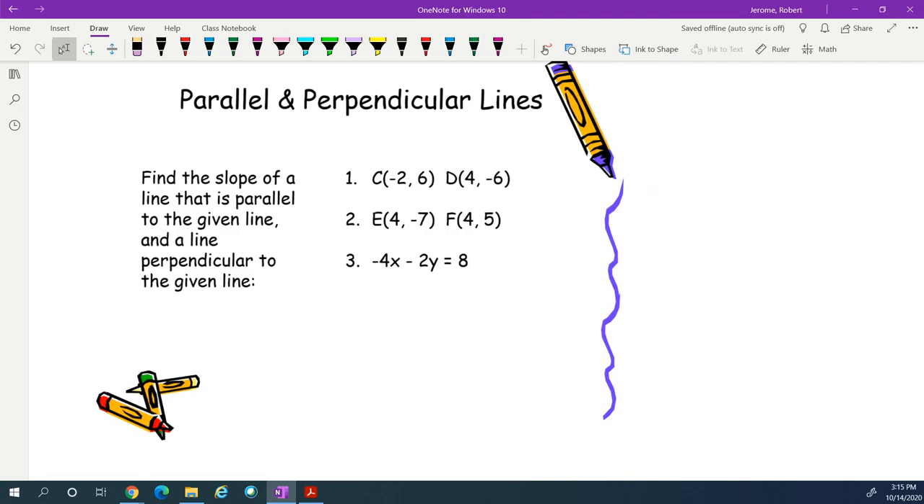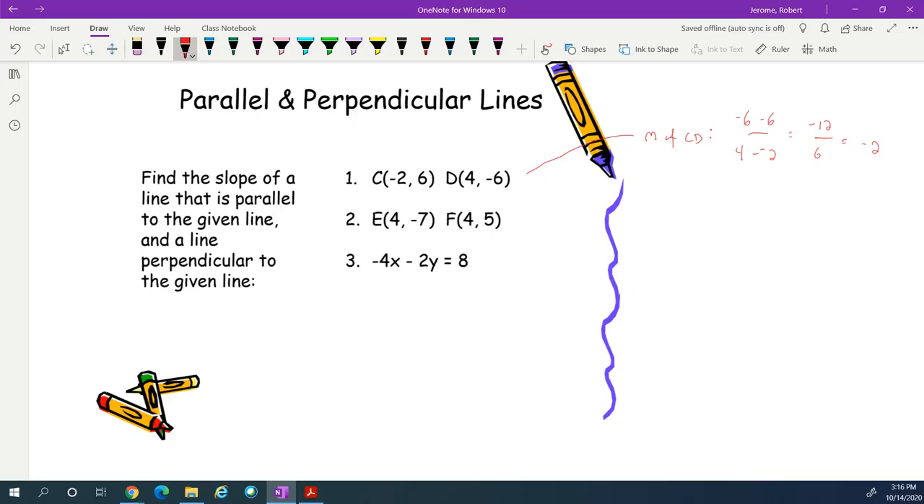We're asked to find the slope of a line that's parallel to the given line and perpendicular to the given line. So let's take a look at number 1. First, let's find the slope of CD. Well, that's y2 minus y1, negative 6 minus 6, over x2 minus x1. Negative 12 over 6, or negative 2.